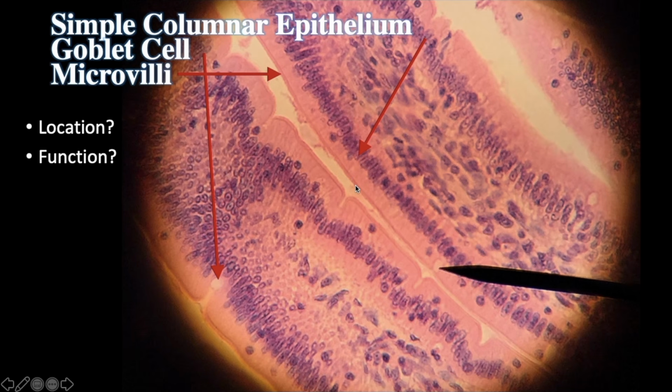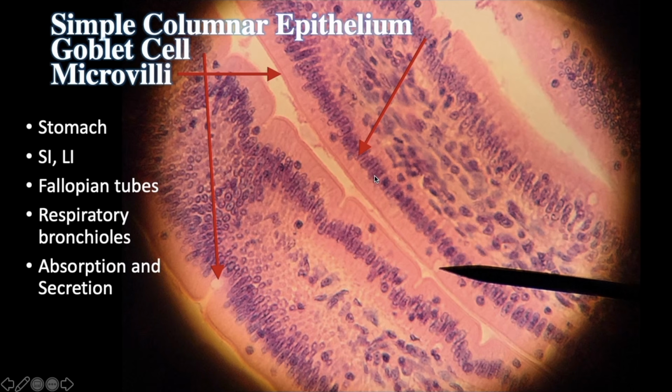Where do we find these? Well, in the stomach, the small intestine, the large intestine, that sounds like most of the GI tract. So, like the GI tract. You also have them in fallopian tubes. You'll find simple columnar in the respiratory bronchioles, which are the first place where you have respiration. And the function is absorption and secretion. Simple columnar. Let's take a look.